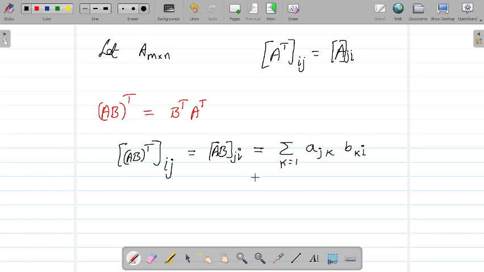So let me assume one thing. Let me define the sizes of the matrices here. Let us assume that A is a matrix of size m by n, whereas B is a matrix of size n by p. So then k varies from where to where? This will vary from 1 to n, right? Why? Because n is common here.